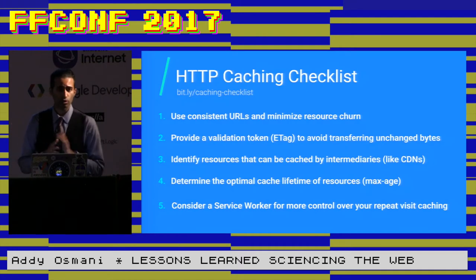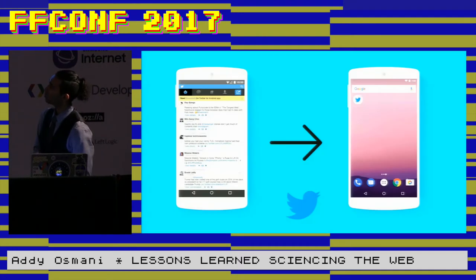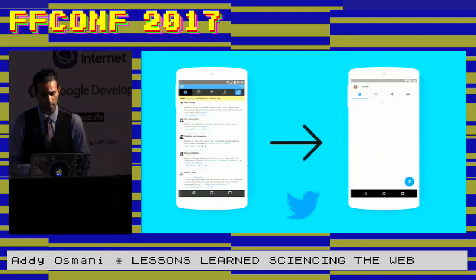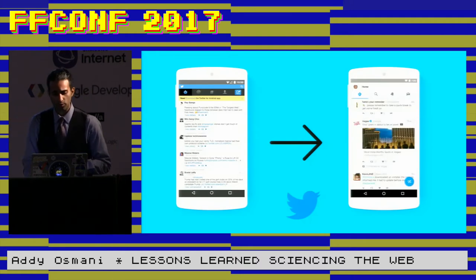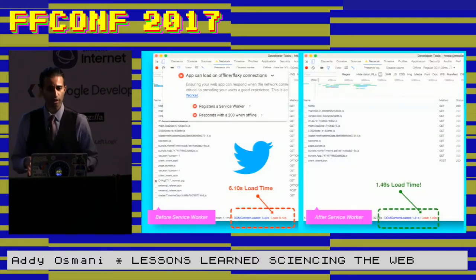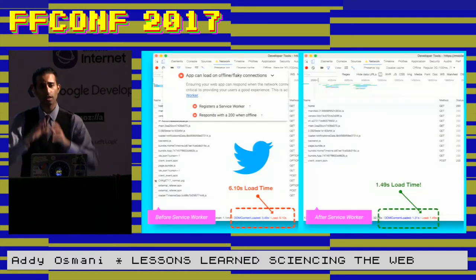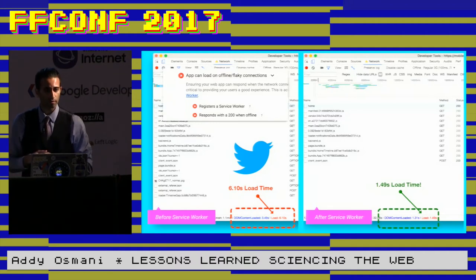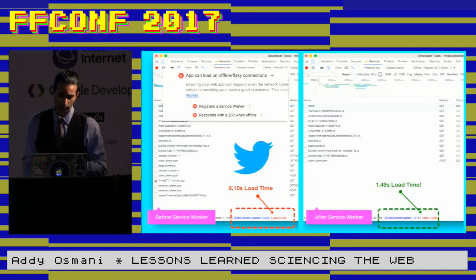So Twitter recently also shipped a progressive web app. And they rewrote their entire mobile experience into Twitter Lite, their new PWA. And one of the things that they were able to accomplish using a service worker is that on repeat visits, because they're statically caching their JavaScript, their CSS, the UI, the application shell, they were able to take their loading times on repeat visits from 6 seconds on a good 3G network all the way down to 1.5, so 75% improvement, which is kind of good.